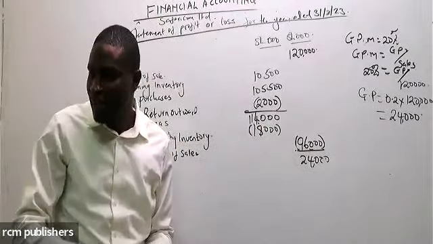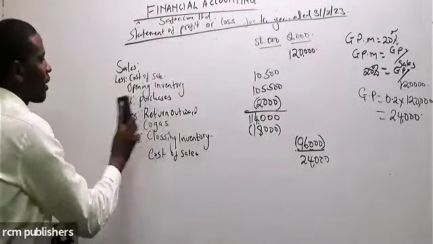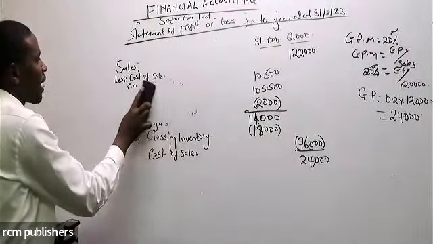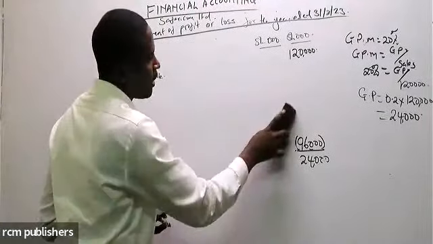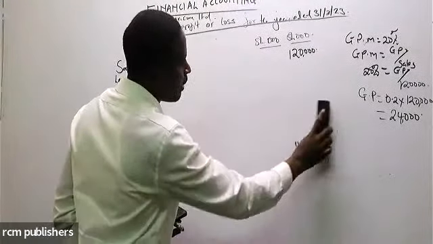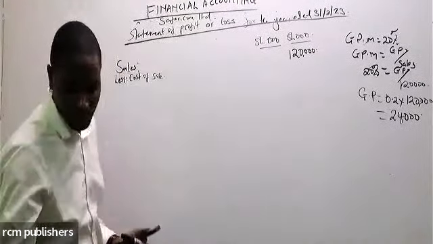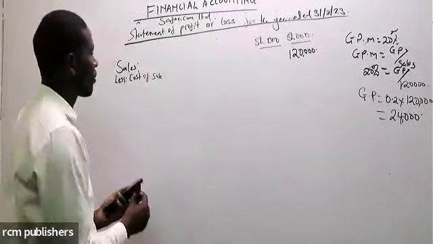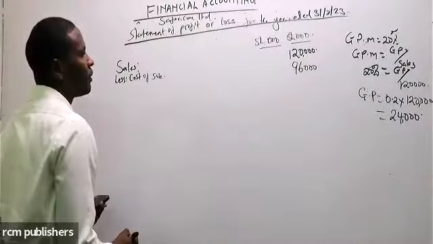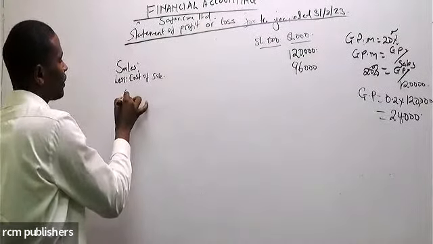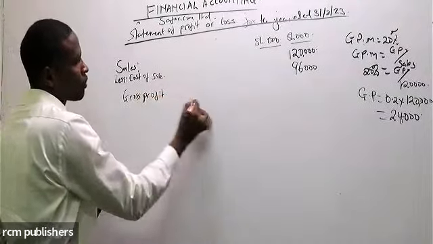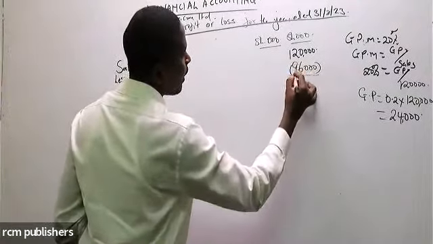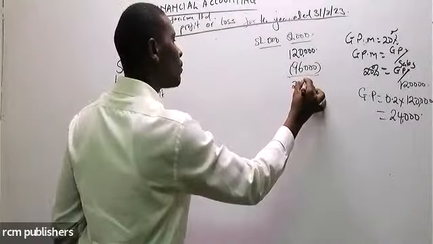Now, whatever that I wanted to get is the cost of sale, so I can eliminate other things here. Cost of sale is 96,000. We can say less cost of sale, which is 96,000. I get gross profit. Gross profit will be the difference here, which is 24,000.